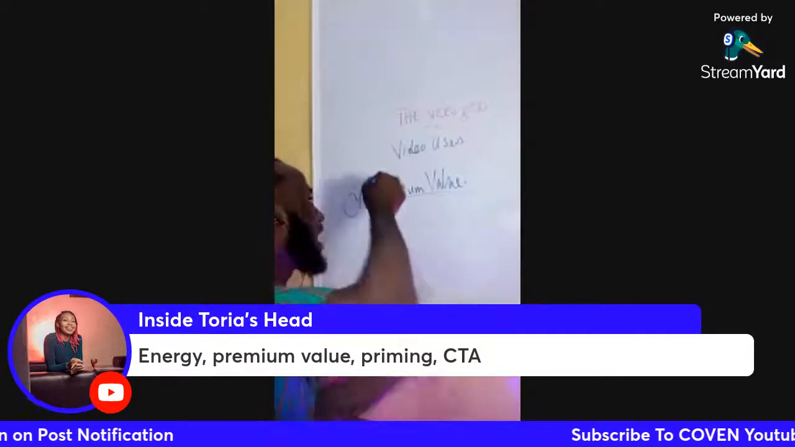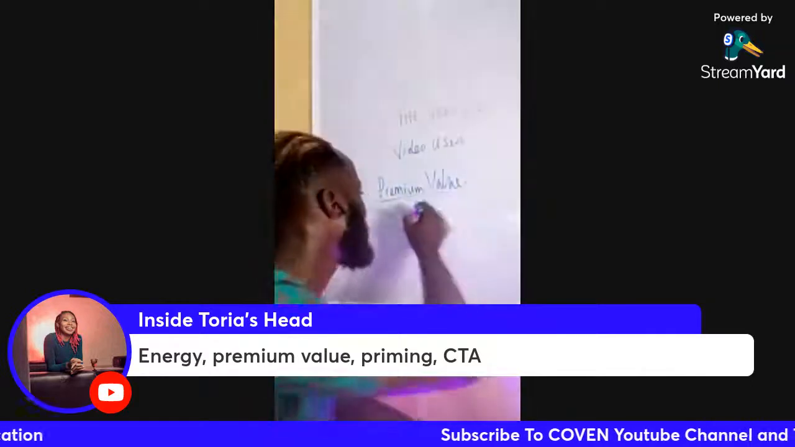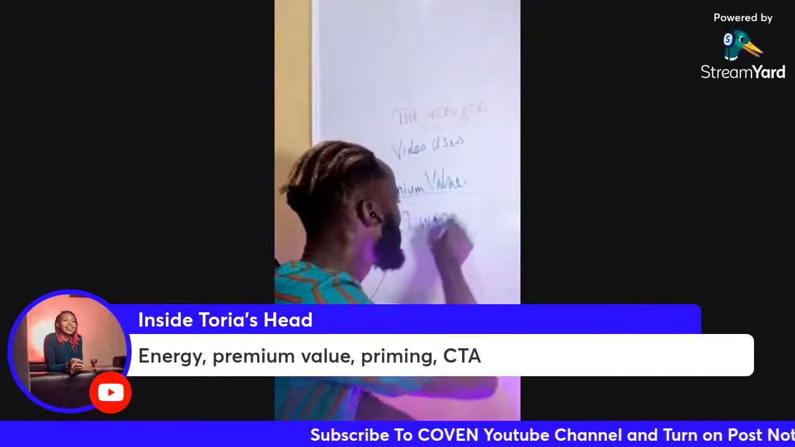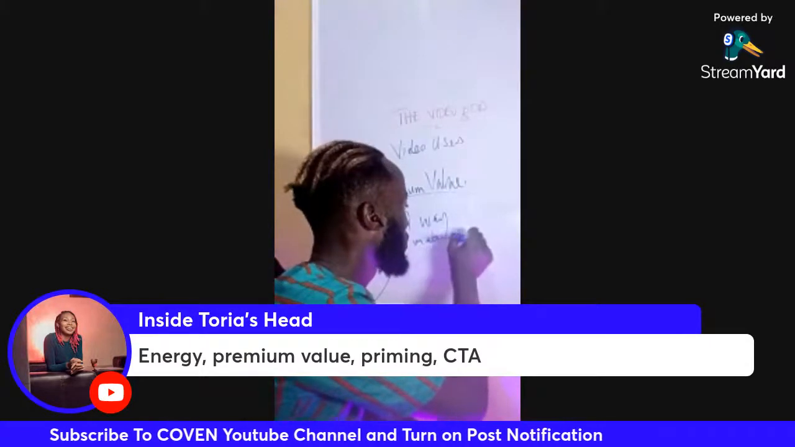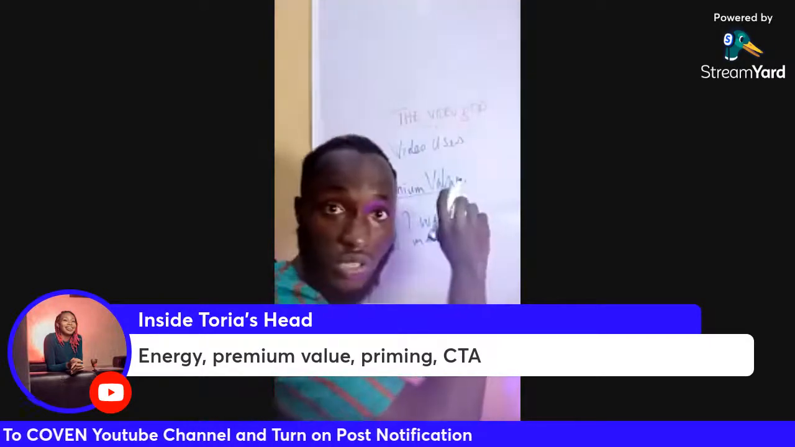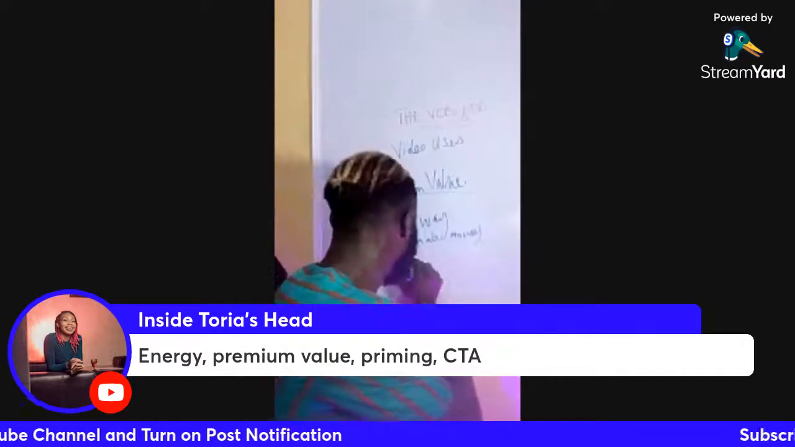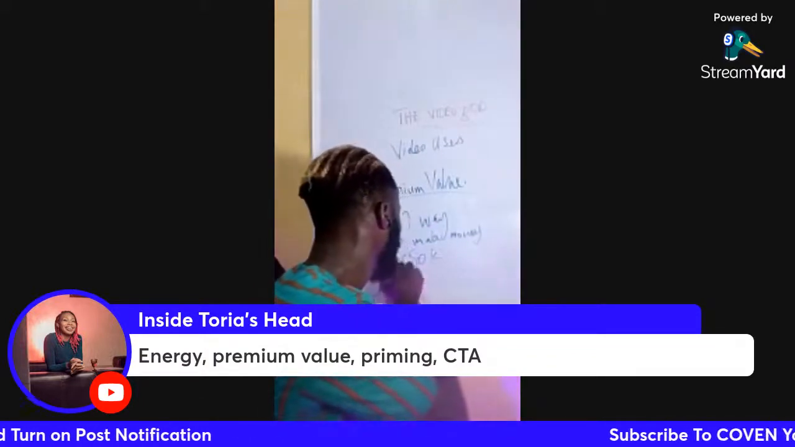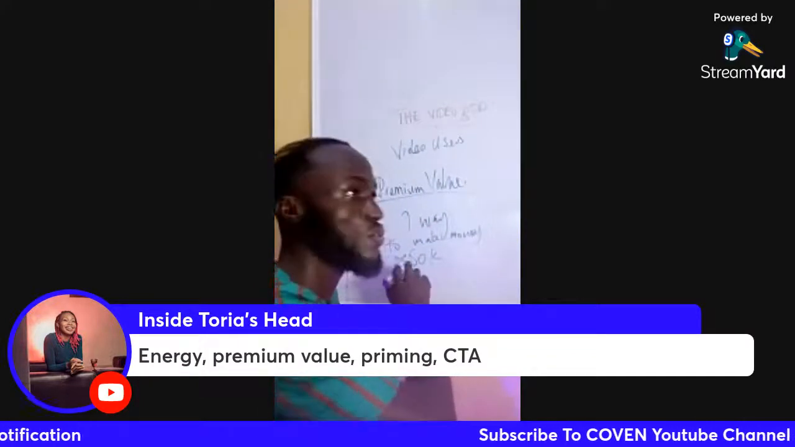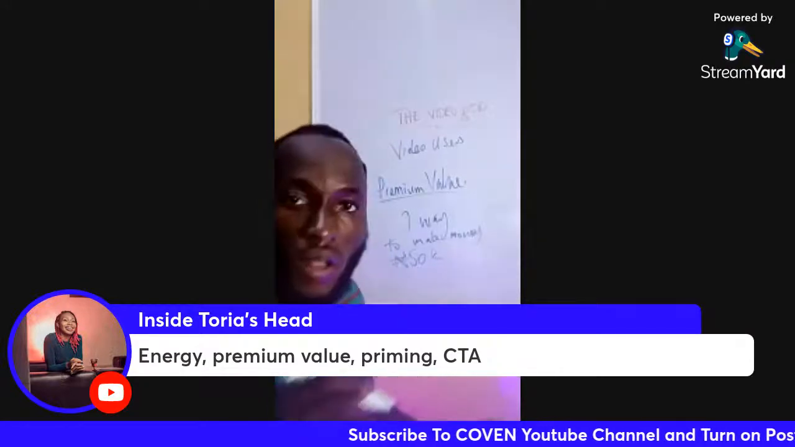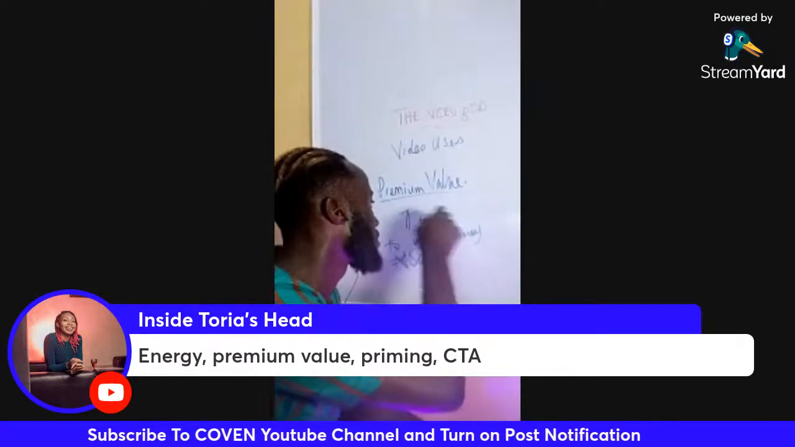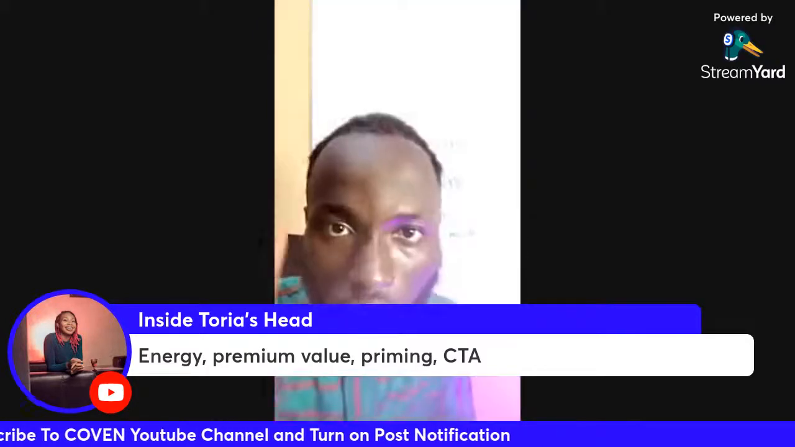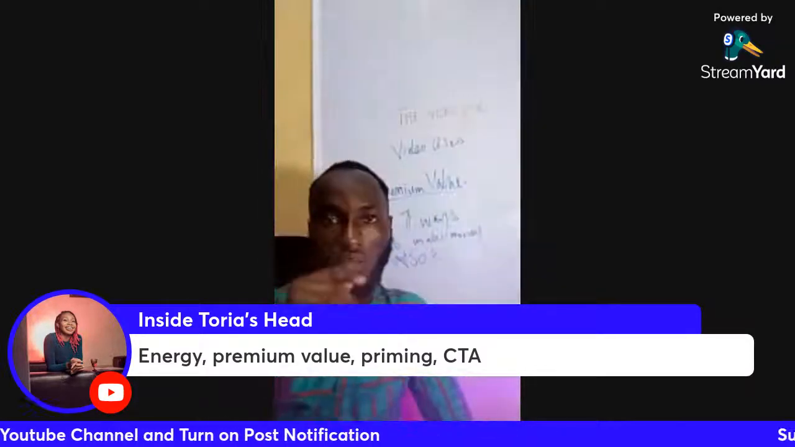Give premium value. If Portfolio wants to sell to you 7 ways to make money, and maybe that course he wants to sell to you is 50k per ebook, let me tell you what Portfolio will do. Portfolio is selling 7 ways to make money, but Portfolio will give you 2 ways for free and upsell the remaining 5 to you.